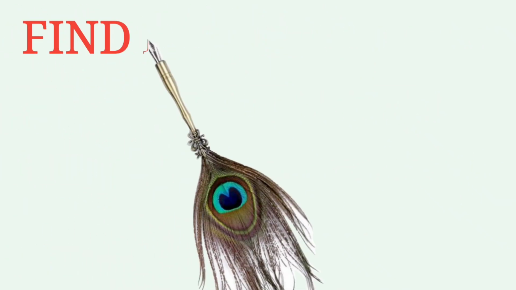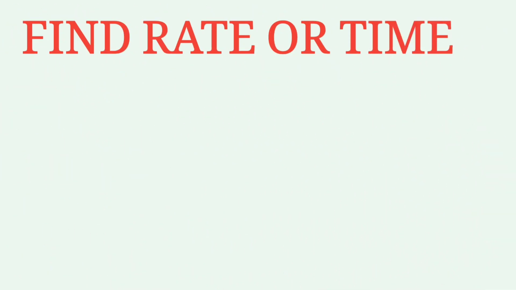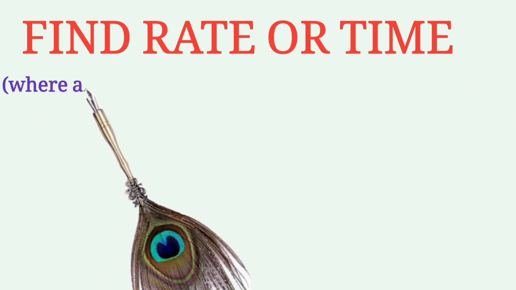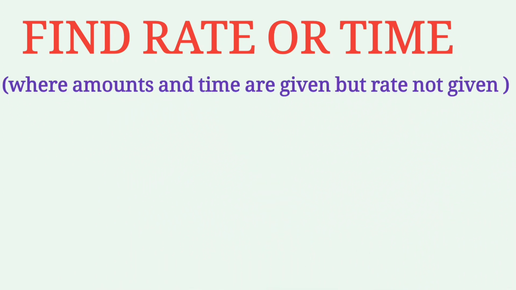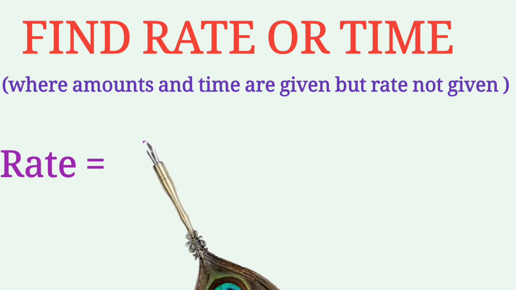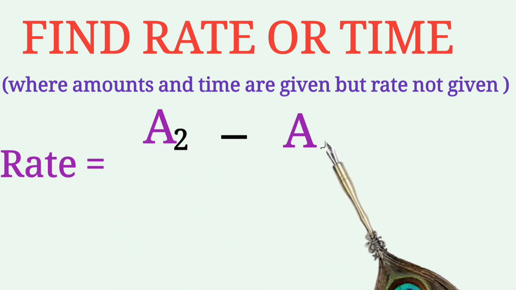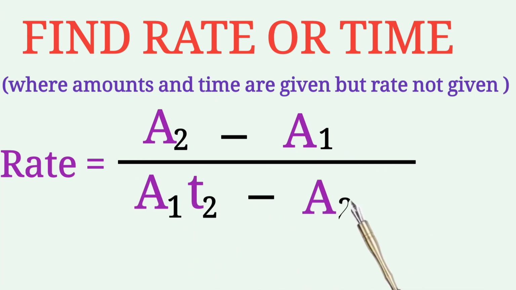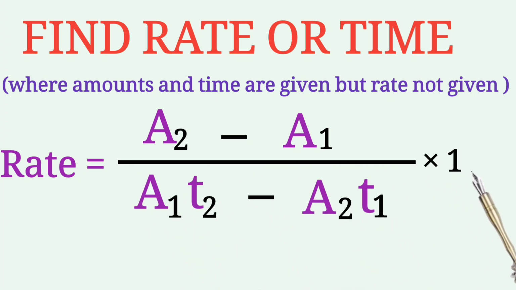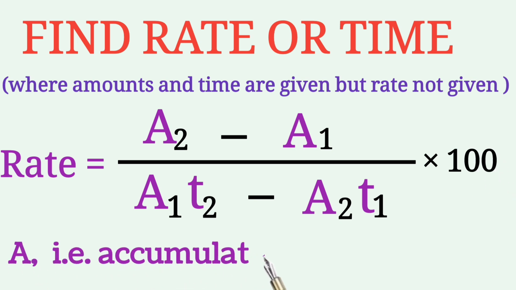Let's now move to the next subtopic, find rate or time, where amount and time are given but the rate is not given. For this, we use the formula R is equal to (A2 minus A1) divided by (A1T2 minus A2T1), into 100, where A is nothing but the accumulated amount.